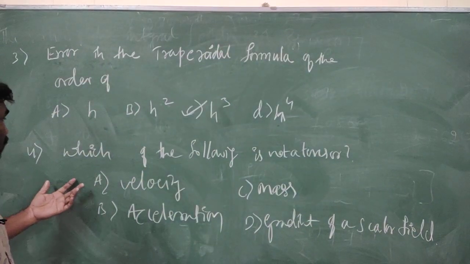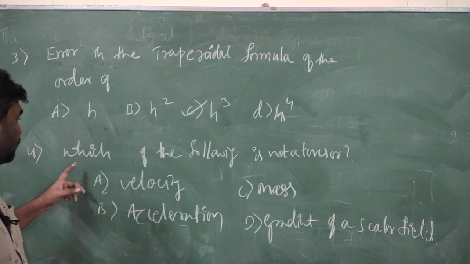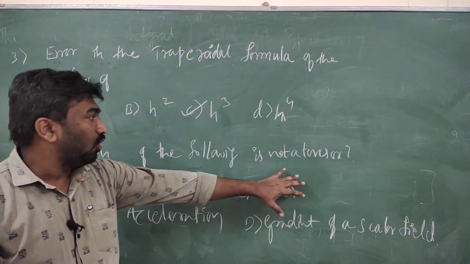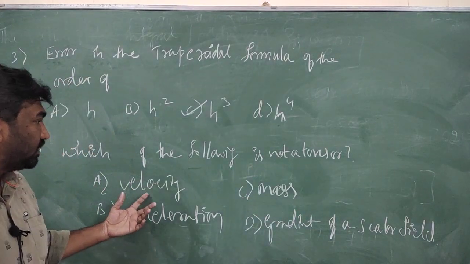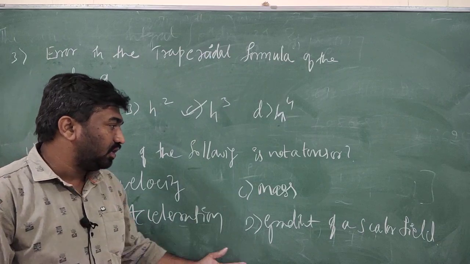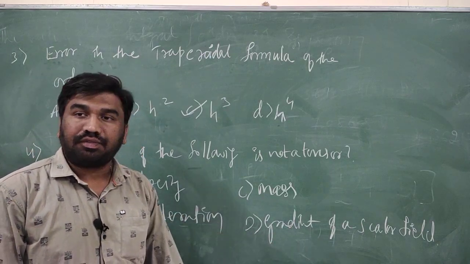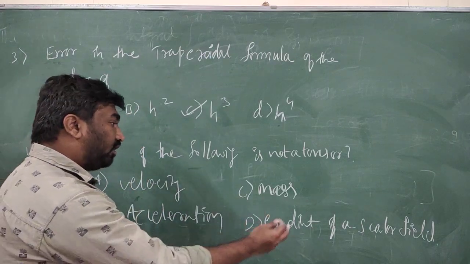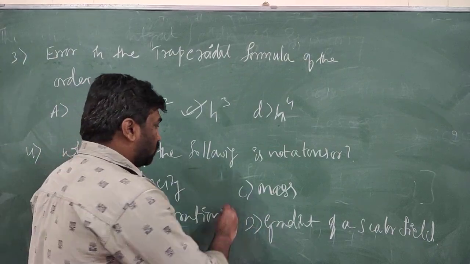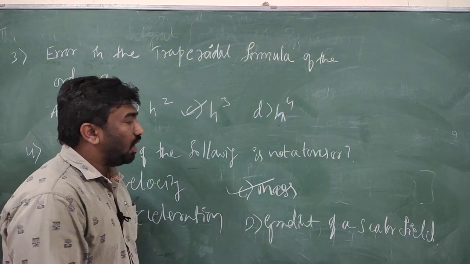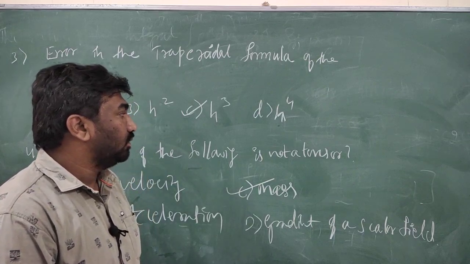And question number 4 is based on tensors. Which of the following is not a tensor? Velocity, mass, acceleration and gradient of a scalar field. Actually, the gradient of a scalar field is also a tensor. So option C is correct. The mass is a scalar. It's not a tensor.